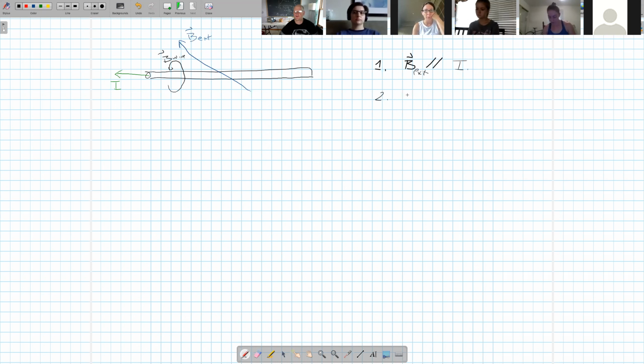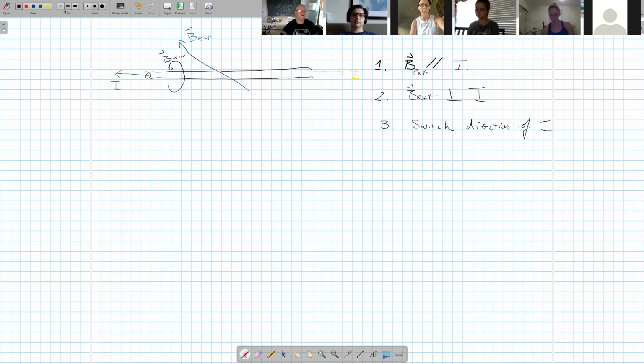Number two, we're going to say that the external magnetic field is perpendicular to the current. Number three, we're going to switch the direction of the current and see what happens. Meaning instead of having the current go in this direction, we're going to flop it so it's going to actually move in this direction.